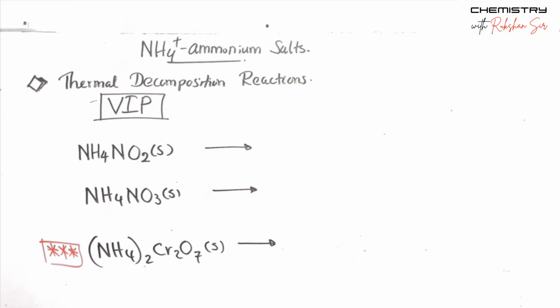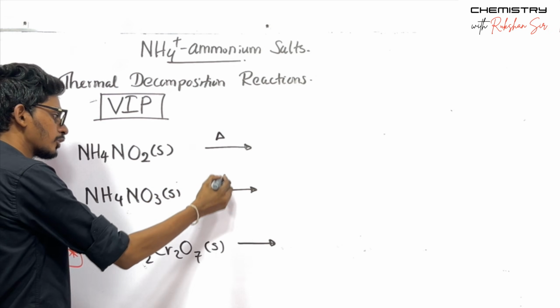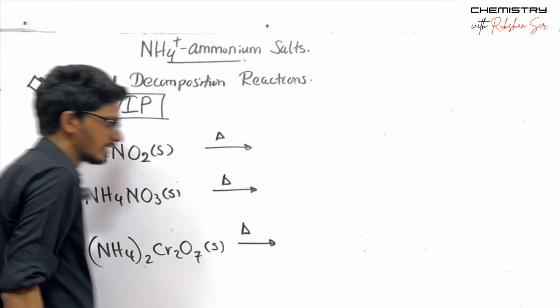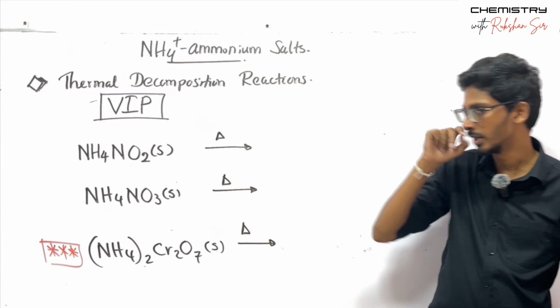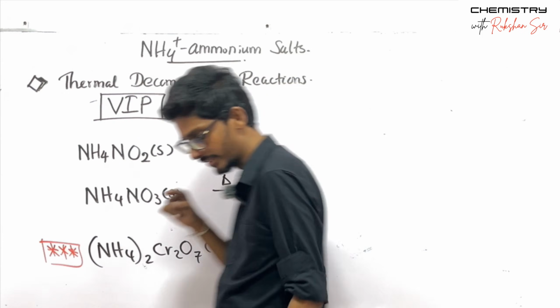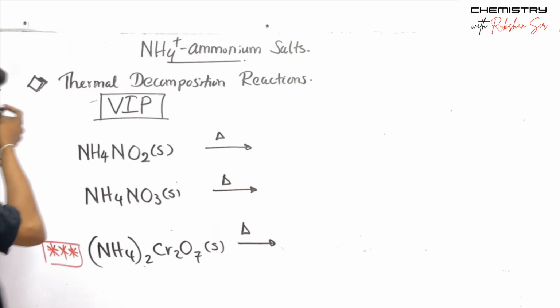So it gives neither ammonia nor the corresponding acid. Then how do we write the products? We have a problem. We cannot memorize it. We should have some good method to come up with the products.